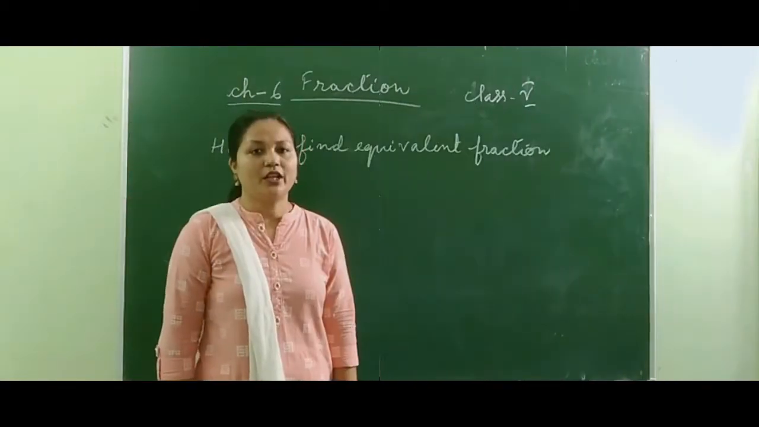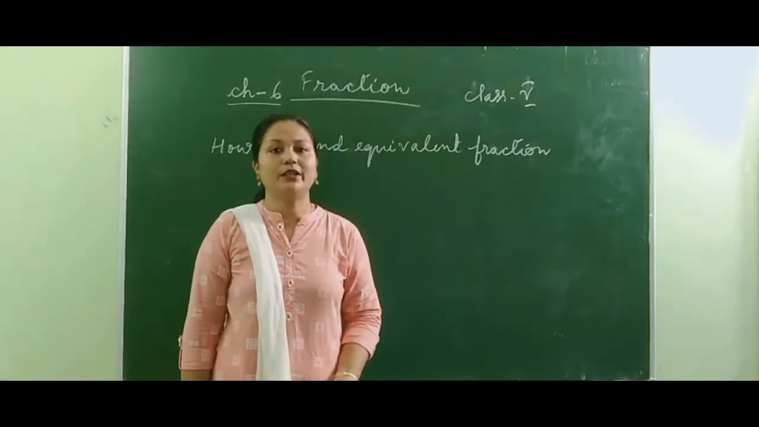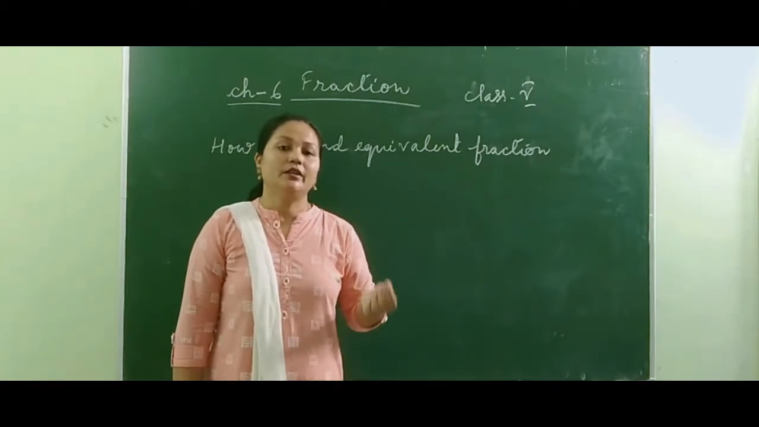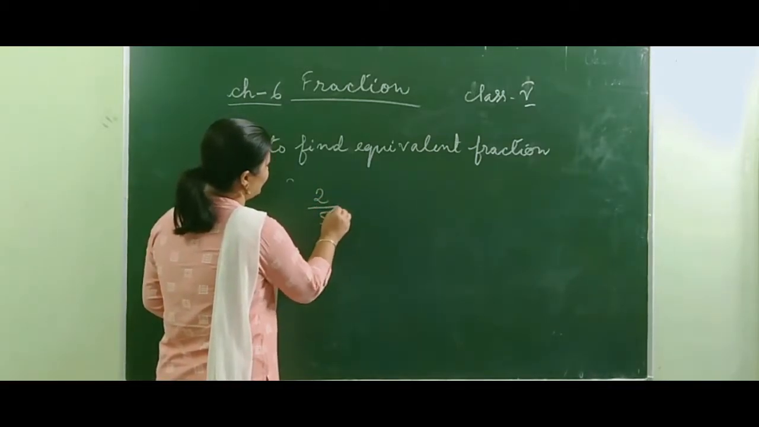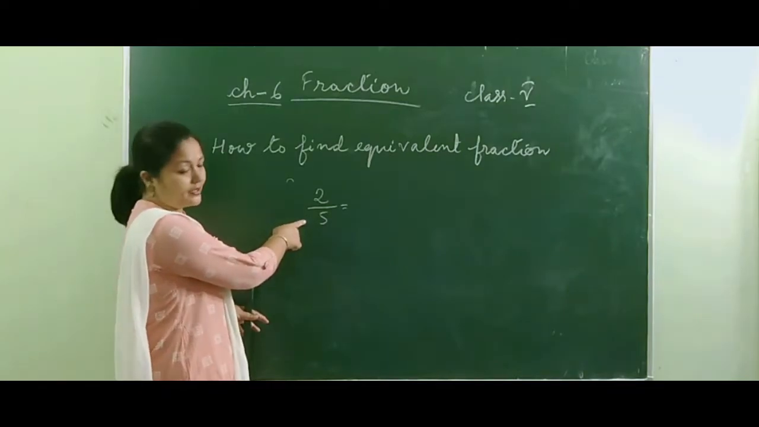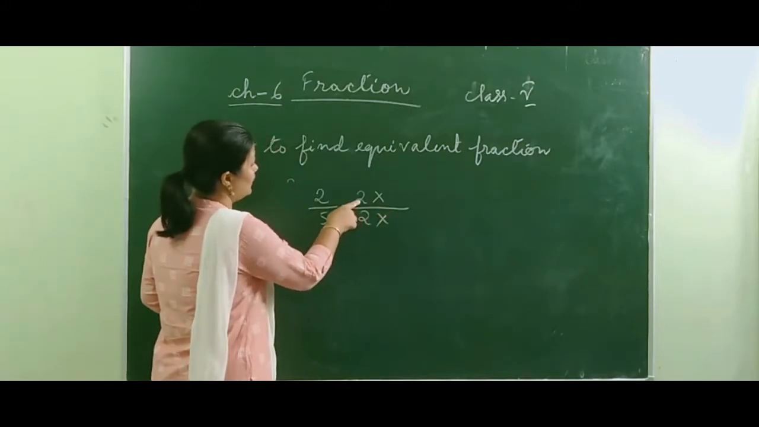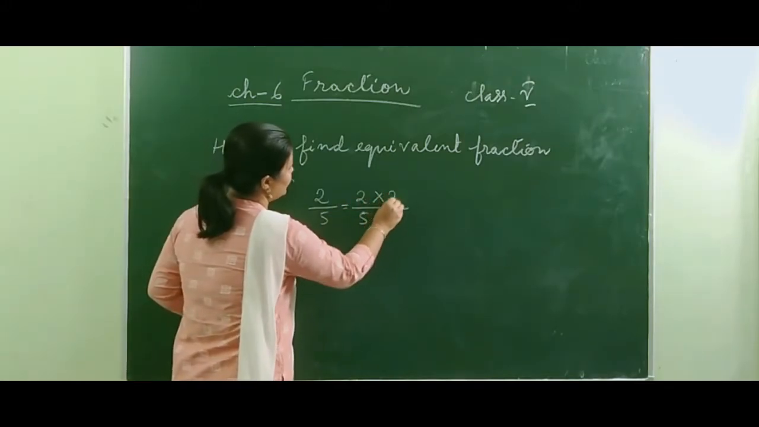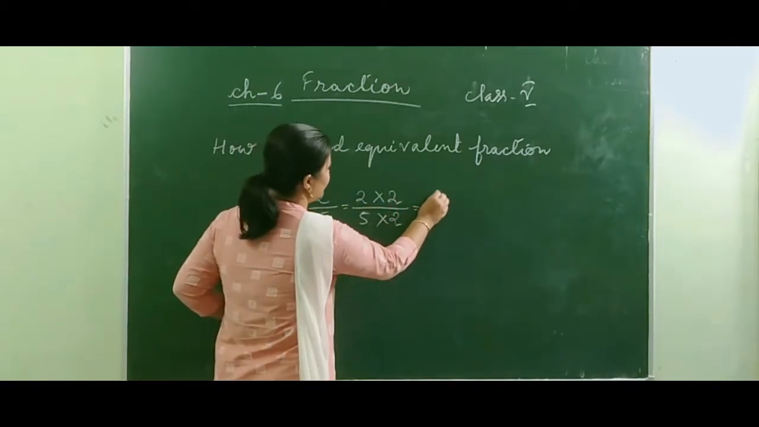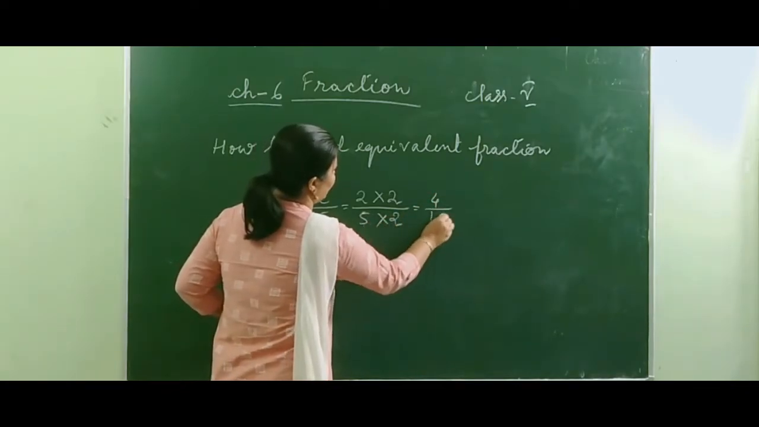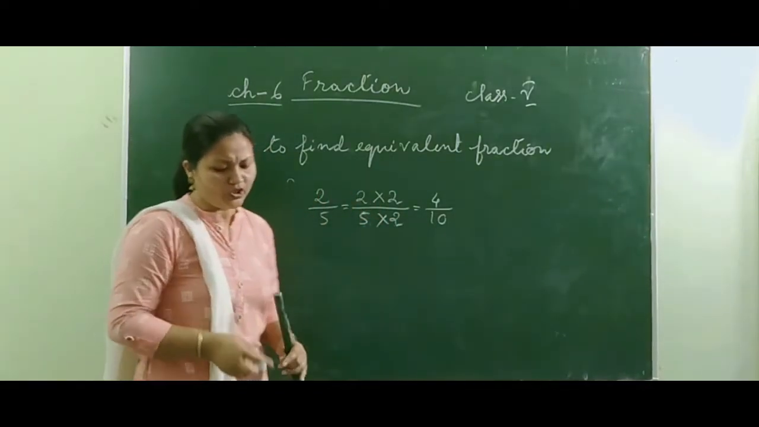Okay, now we'll learn how to find an equivalent fraction. To find an equivalent fraction, we have to multiply the same number with the numerator and the denominator. Suppose an example here, 2 by 5. To find the equivalent fraction for this number, if you multiply 2 with the numerator, the same number we have to multiply with the denominator also. So 2 times 2 is 4 and 5 times 2 is 10. So 4 by 10 will be the equivalent fraction for 2 by 5. So we'll go to the next part.